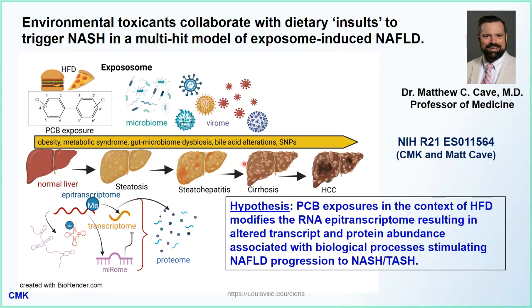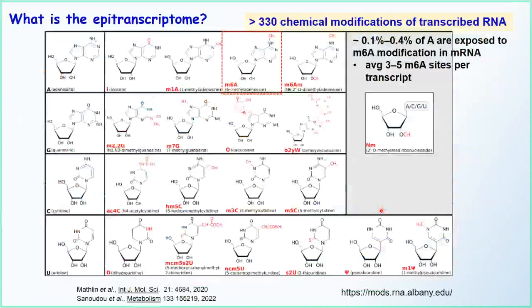And I hypothesized that maybe PCB exposures in the context of high-fat diet would modify the chemical modifications that occur on RNA that ultimately regulate the transcriptome and the proteome, and thus pathways that are involved in the progression of non-alcoholic fatty liver disease to NASH or TASH. And so we actually got an R21 grant that just ended yesterday to look at this hypothesis.